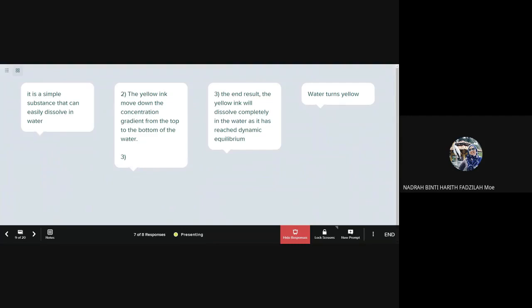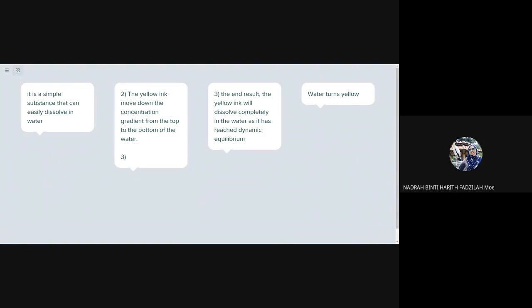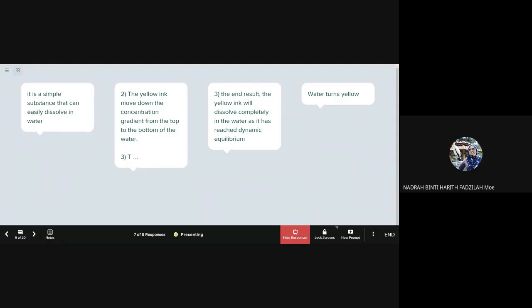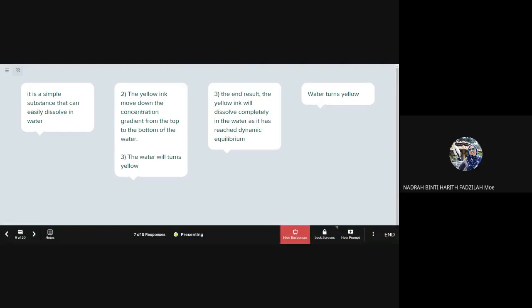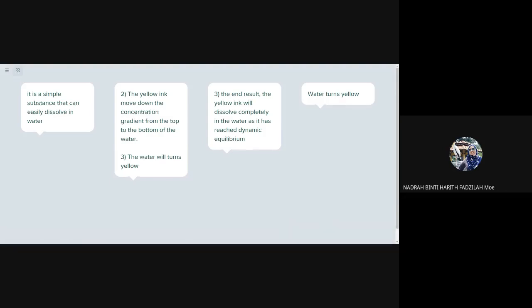It started off with the characteristic of yellow ink, which is that it can dissolve in water. Number 2, it moves from the upper high concentration area, which is the top of the water, to the bottom of the water. And at the end, the yellow ink dissolves completely because it has reached dynamic equilibrium. If you don't remember this, you can directly state the observation: the whole water turns yellow. That is a valid observation.